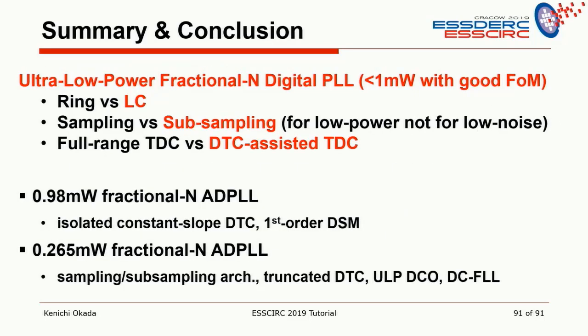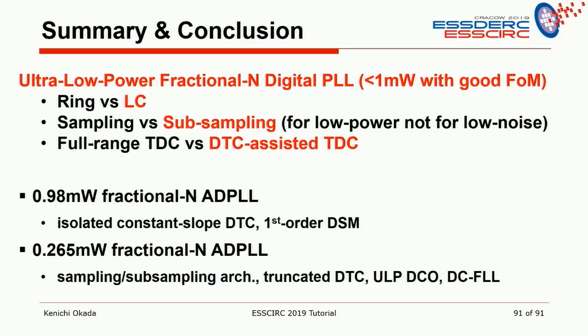Okay, that's it. This is the result, the conclusion. Now we have no need to pursue the integer-N PLL for FOM. It has no meaning, I think. Maybe there is still fractional spur reduction or supply sensitivity reduction or something. There is a lot of room, but simply pursuing FOM has no meaning, I think.